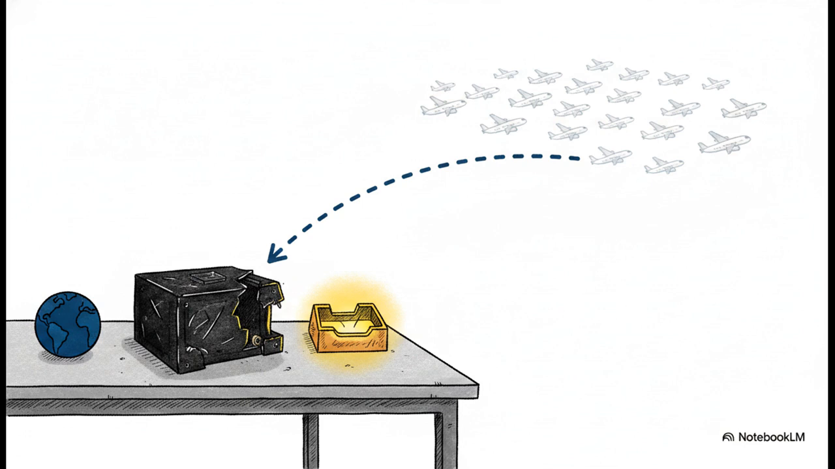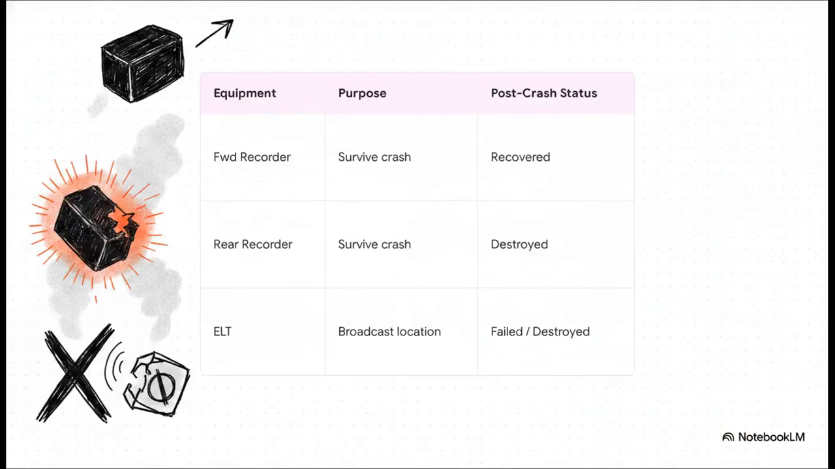But the failure of equipment on the ground is matched by a terrifying failure of equipment on the plane itself. The rear flight recorder, placed in the tail specifically to survive impacts, suffered such extreme thermal damage it was completely destroyed. And worse still, the emergency locator transmitter, the ELT, whose sole purpose is to survive a crash and broadcast radio signals to rescue teams, completely failed to activate and was destroyed alongside the rear black box.